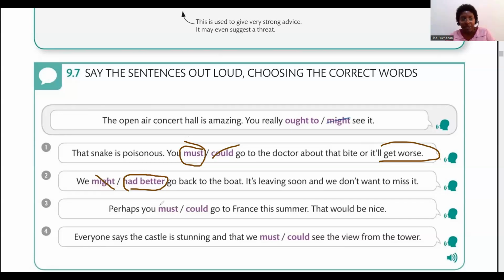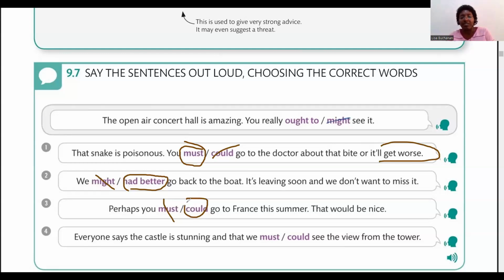Number three, perhaps you must or could go to France this summer. That would be nice. It's just a general suggestion. So we're just going to say could. You don't have to go to France. You can go to Greece, Italy, wherever you want, but we're giving a general suggestion, so could works.